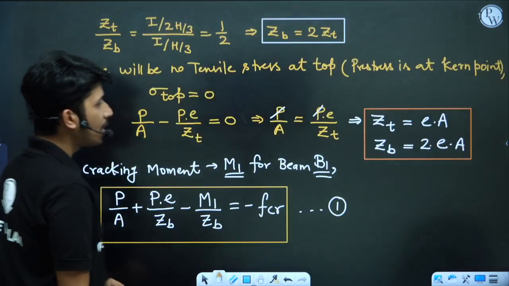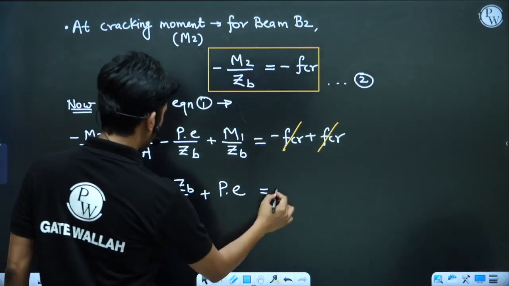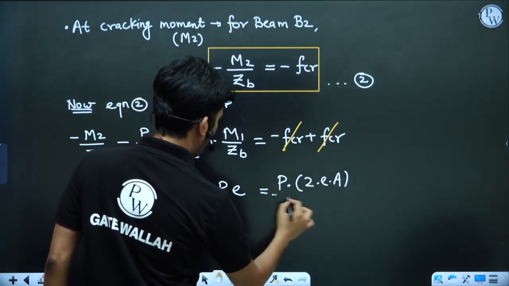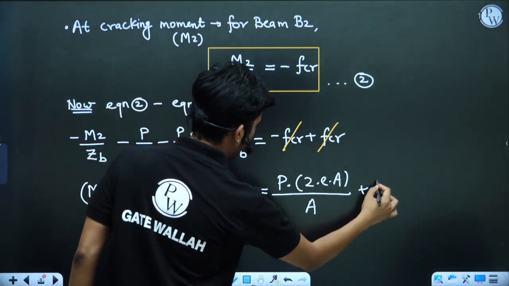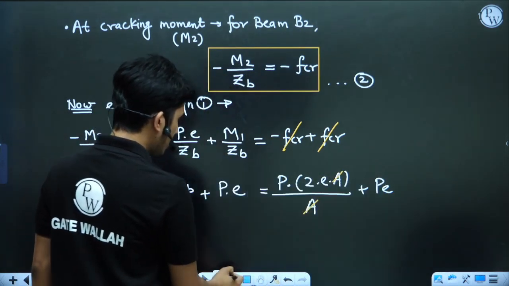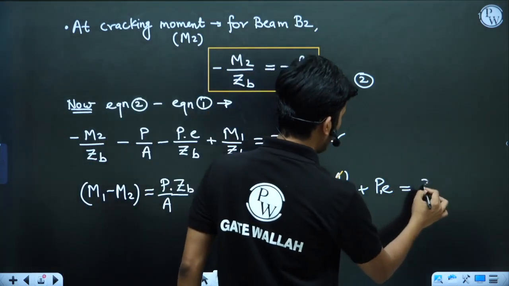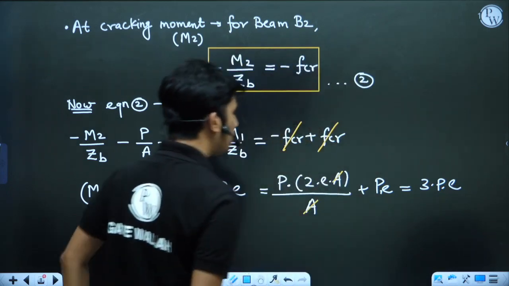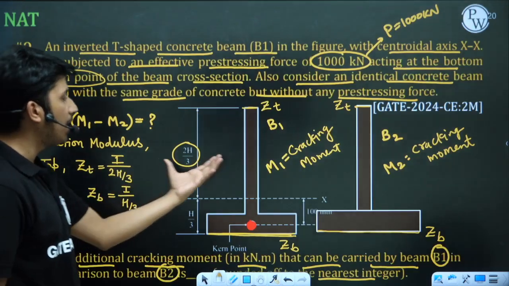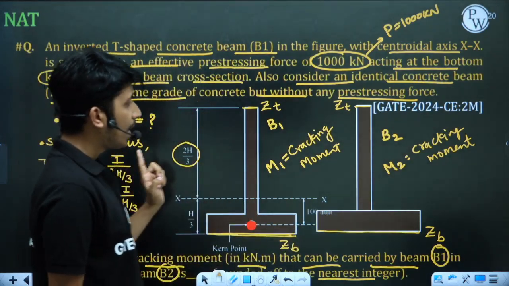Now what is the value of Zb? We have calculated Zb as 2eA. So we will put this value here. This will become P into 2eA upon A plus Pe. Here A and A will cancel out. So this value will become 2Pe plus Pe, which means this will be 3Pe. Now we only have to put the value of P and e. We have to calculate M1 minus M2, the difference between the cracking moment of beam 1 and beam 2.